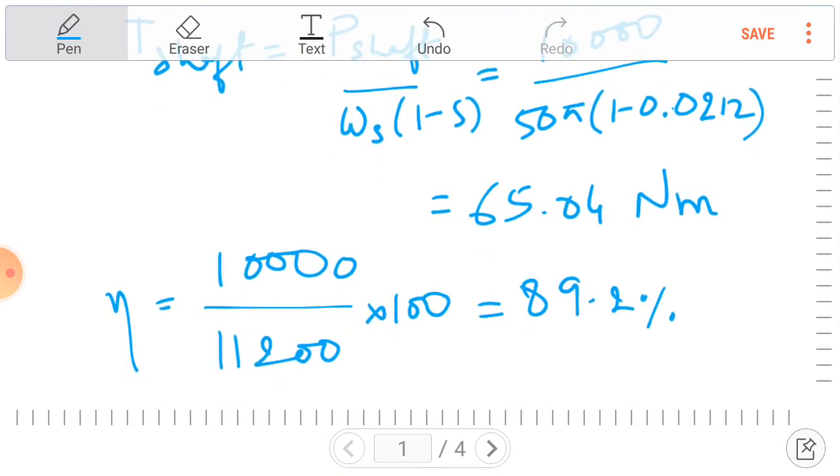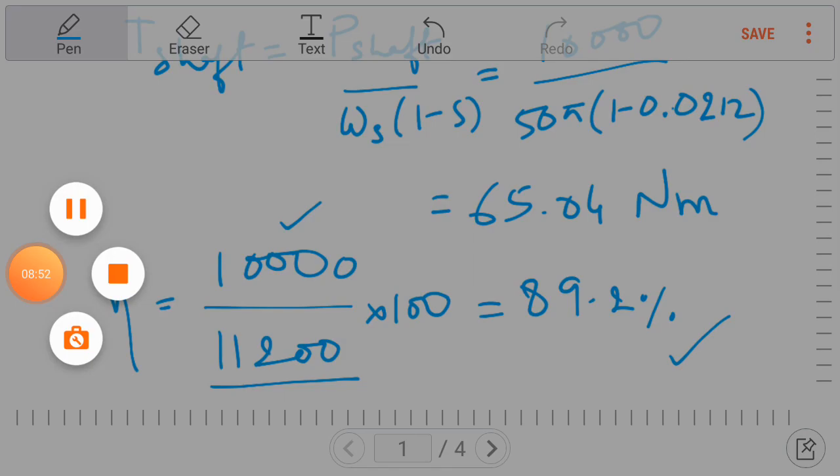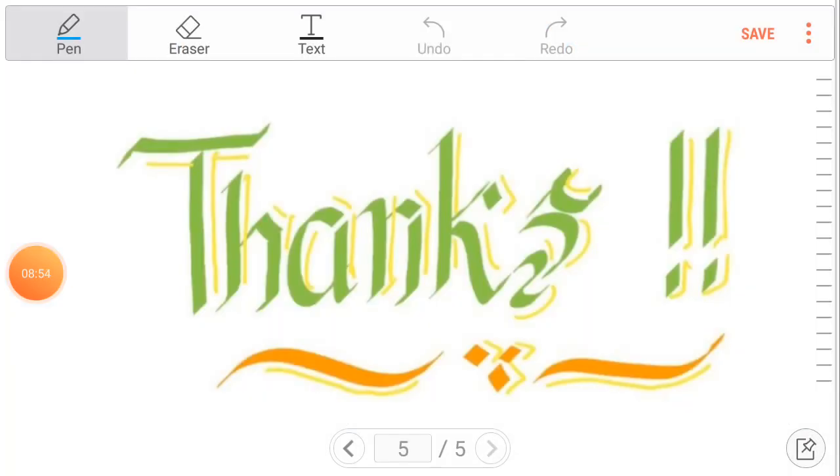Efficiency can be found by output power divided by input power. So shaft power is the output power 10,000, input power to the motor is 11.2 kilowatt. So efficiency is 89.2%. So we have covered one more numerical in this series, and we will continue this in upcoming sessions.